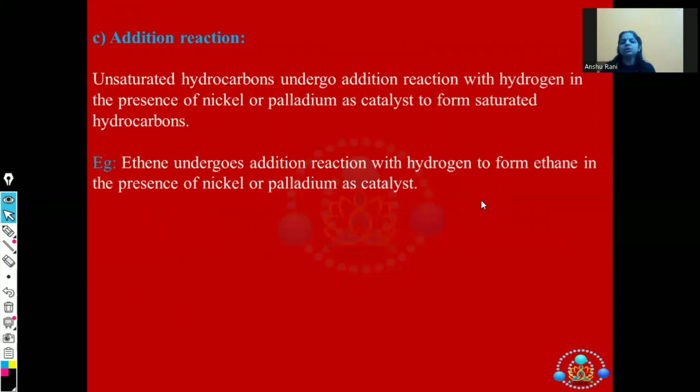Next is addition reaction. Addition is a reaction which is used to convert unsaturated hydrocarbons to saturated hydrocarbons. How will you do this reaction? We will perform this reaction with the help of a catalyst. Catalyst is a substance which is a surface provider. Catalyst provides a surface on which the reaction takes place.